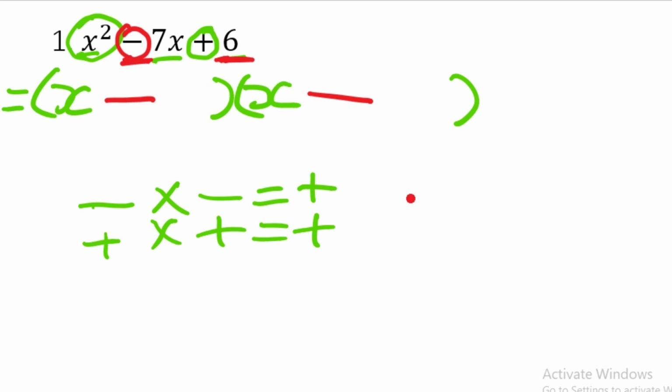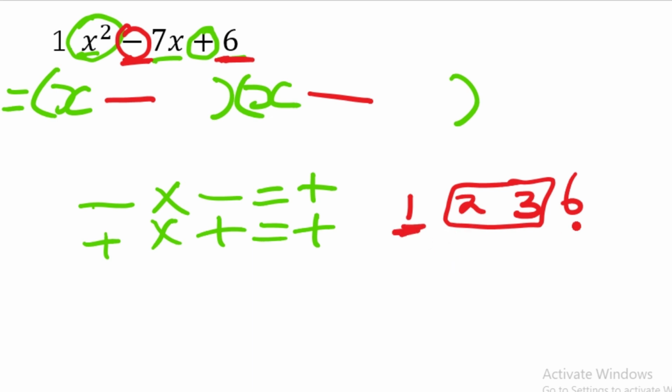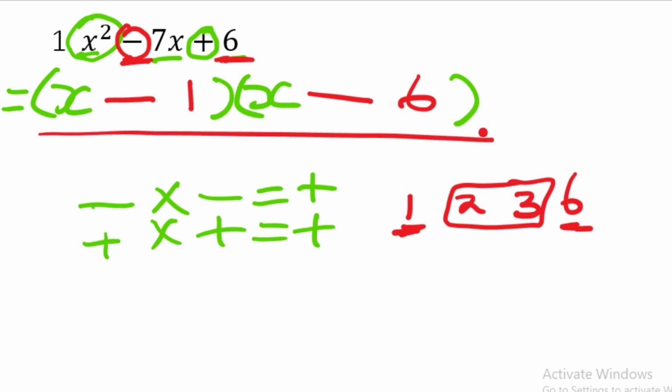The factors of 6 are 1, 2, 3, 6. But 3 and 2, or 2 and 3, will not give us 7. Even if I say -2 -3, I will not get 7. But 1 and 6, if I say -1 -6, I do get -7. So the factors will be 1 there, and 6 there. So this is how you factorize, guys, and that's it. Now let us move on to the next problem.